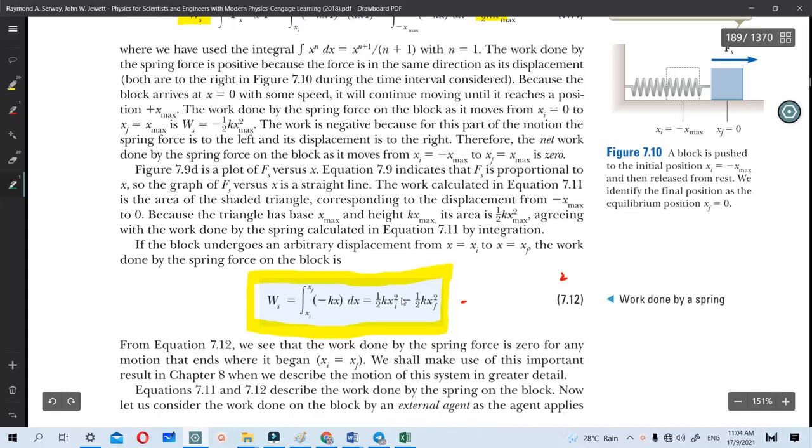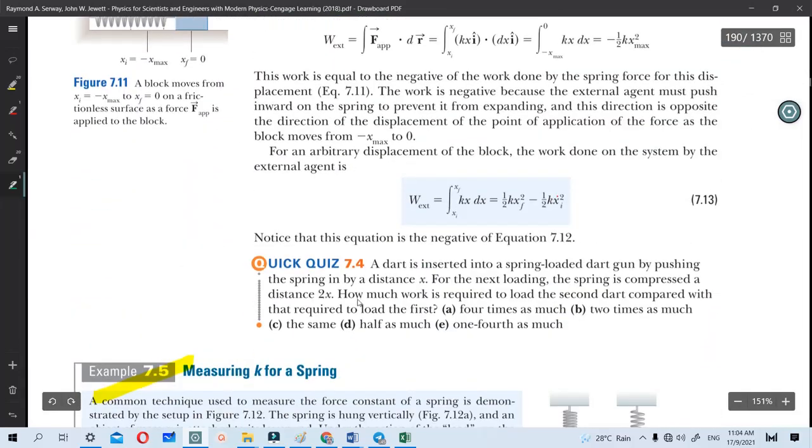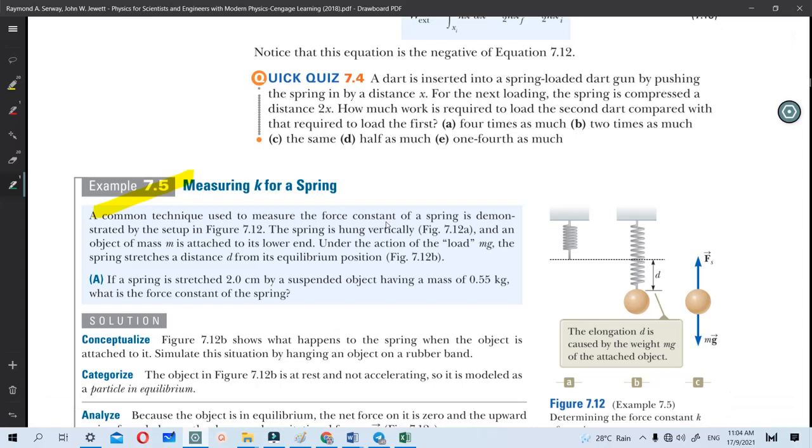You will find that the calculation of work by the spring should be work initial minus work final. Alright, work initial minus work final. Take note of this one. Alright, work by the spring. Okay, let's keep this away, and then we are going to go back later.